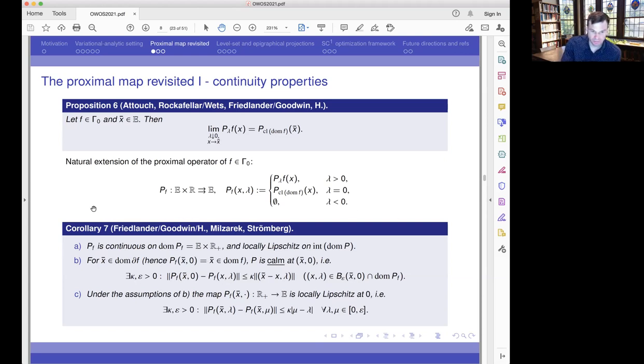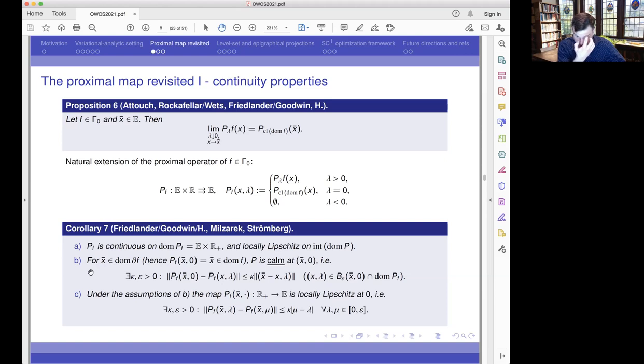Okay, so what does this result say? Well, it says that this extended proximal operator is certainly continuous and locally Lipschitz on the interior of its domain. You get calmness at points x bar, zero when x bar is in the domain of the subdifferential, which of course could be slightly smaller than the domain, but could also be the whole space if f has full domain. Then p is calm at a point x bar, zero, which just means it is a Lipschitz-type condition, but I cannot wiggle. I have to fix basically one place in this difference. I have to fix x bar, zero, right? And local Lipschitz continuity would allow me to wiggle in both places.